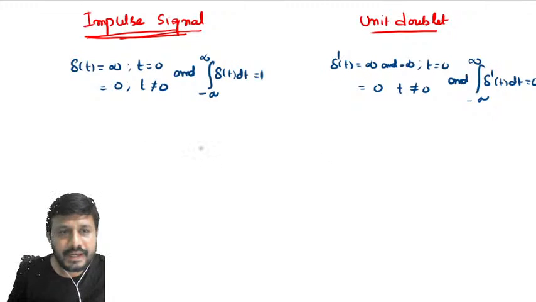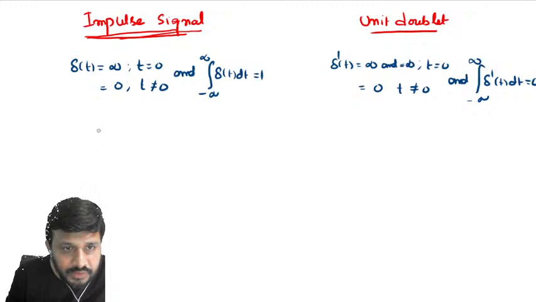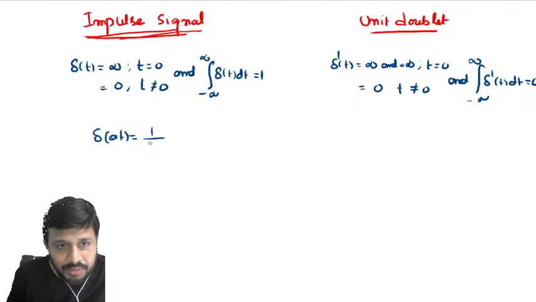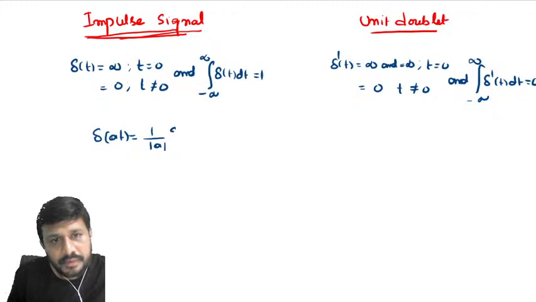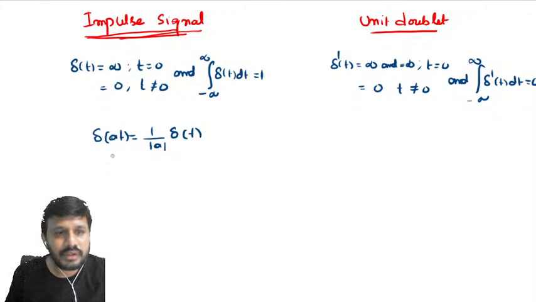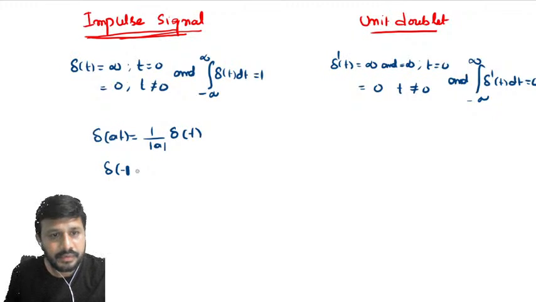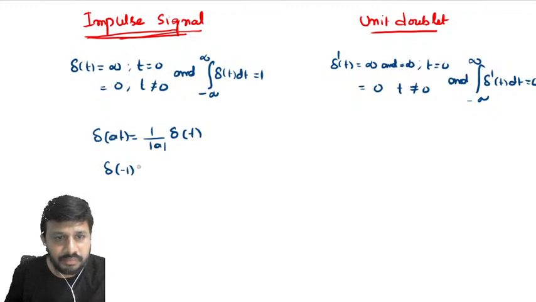Now what is the scaling property in impulse signal? Del of at is nothing but 1 by mod a del of t. 1 by mod a del of t. So what is the use of this one? If I substitute a is equal to minus 1, so del of minus t is del of t, saying that this is even.